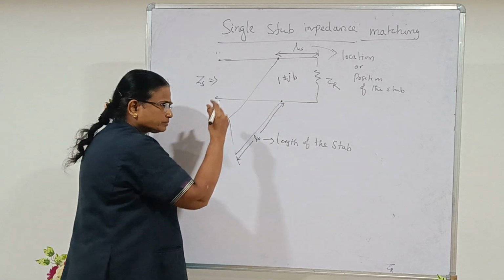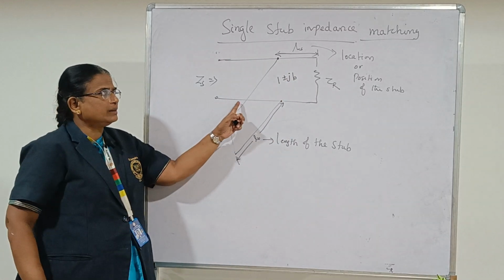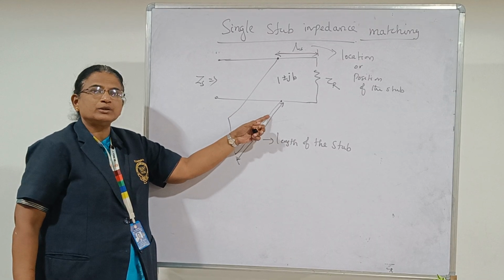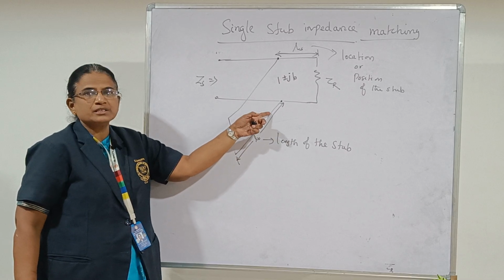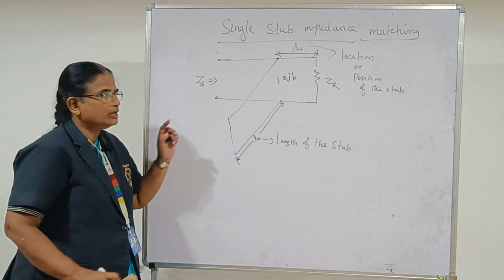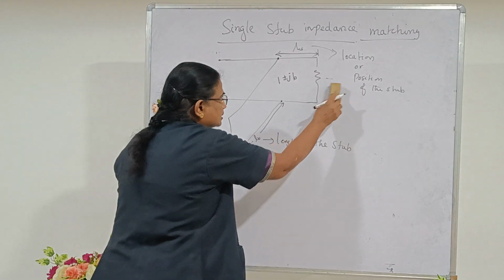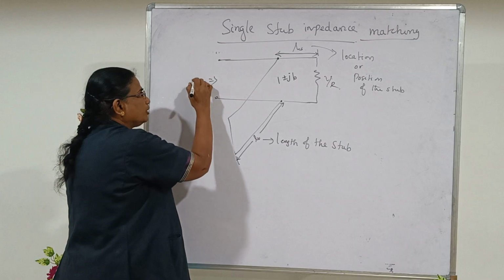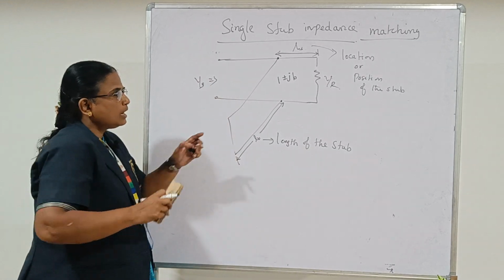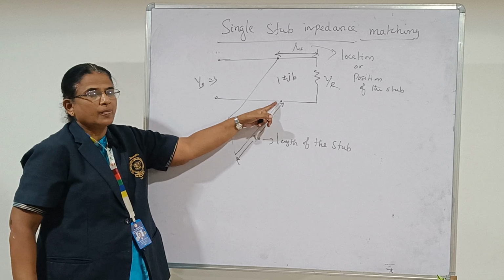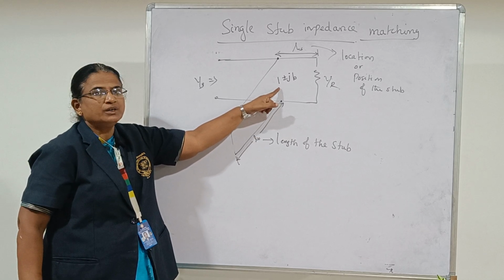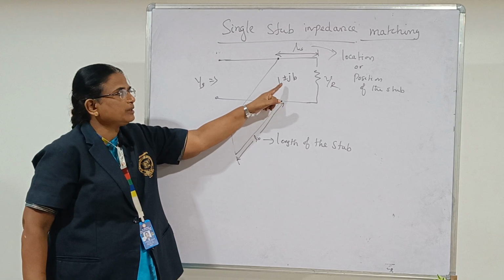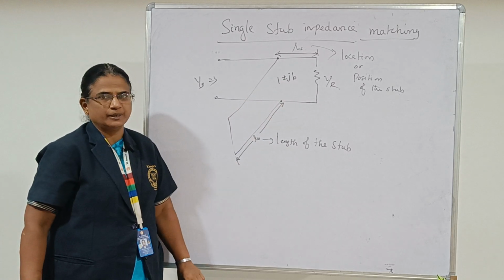Now, since the stub is connected in parallel with the main transmission line, we are going to deal with the parameters in terms of admittance. So instead of ZR, it is YR, and instead of ZS, it is going to be YS. At the point of attachment of the stub, the real part of the admittance must be 1, and the imaginary part of that admittance may be plus or minus jB.